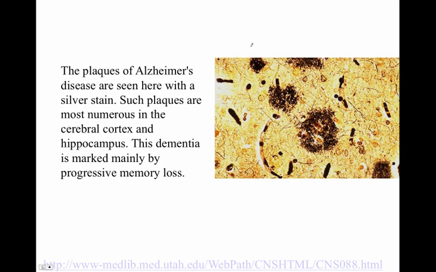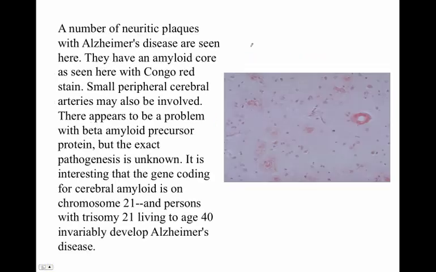Again, more of those plaques seen within dementia. A number of neuritic plaques, and Congo red is just a stain that's used, this red that you see. And so this is showing small peripheral cerebral arteries that might also be involved. And there also seems to be a problem with beta amyloid precursor protein, but the exact pathogenesis is unknown currently.